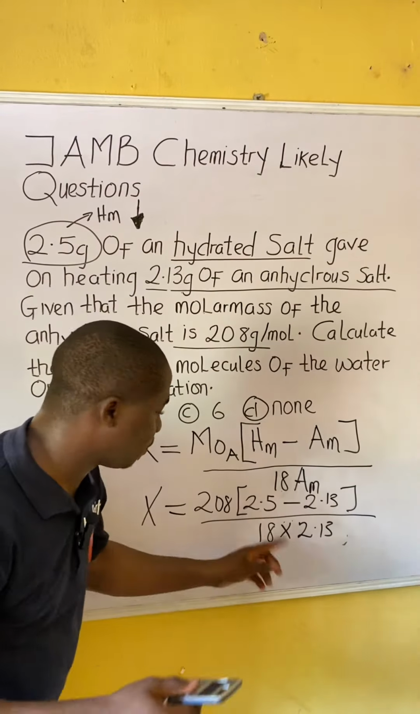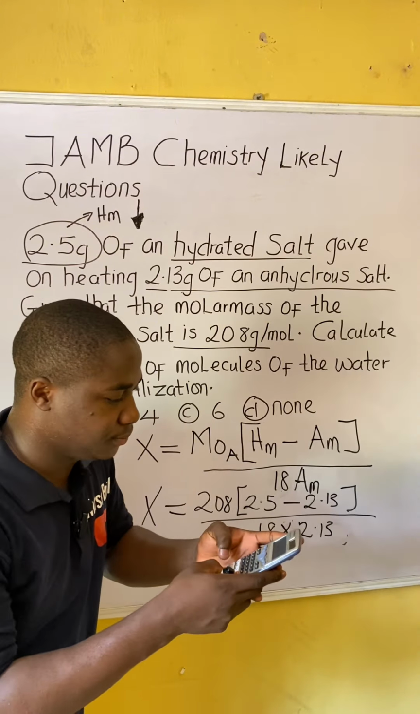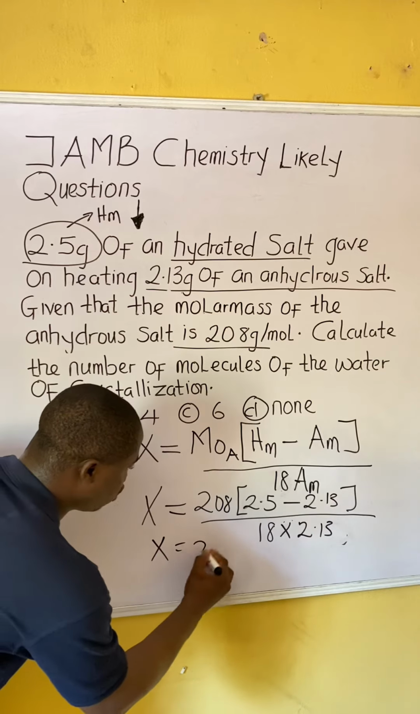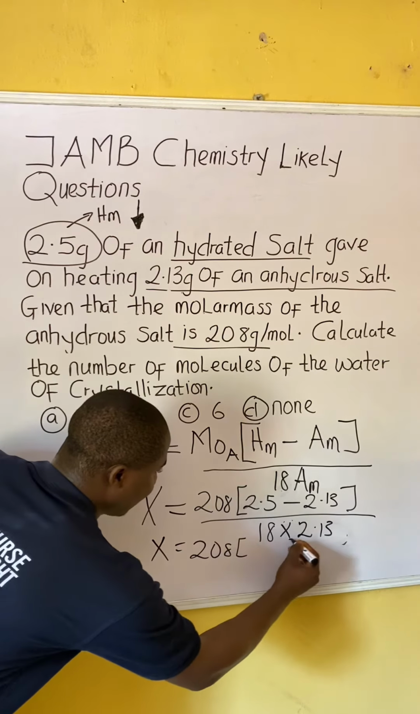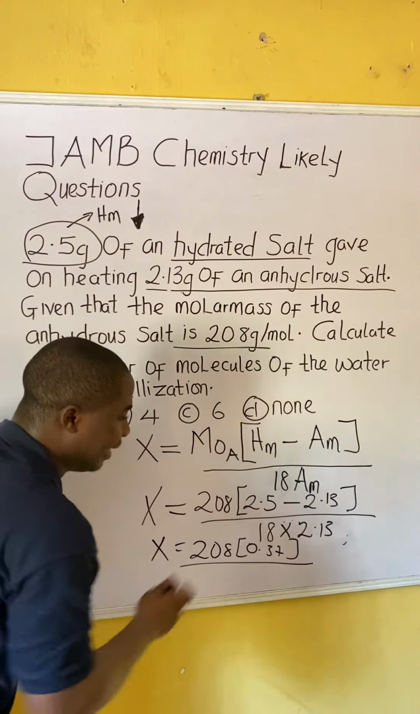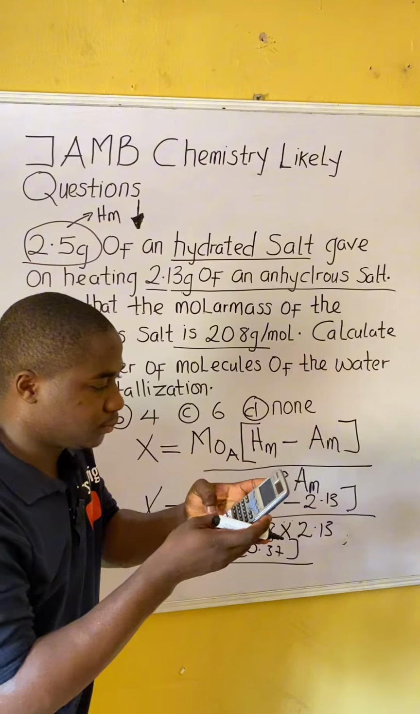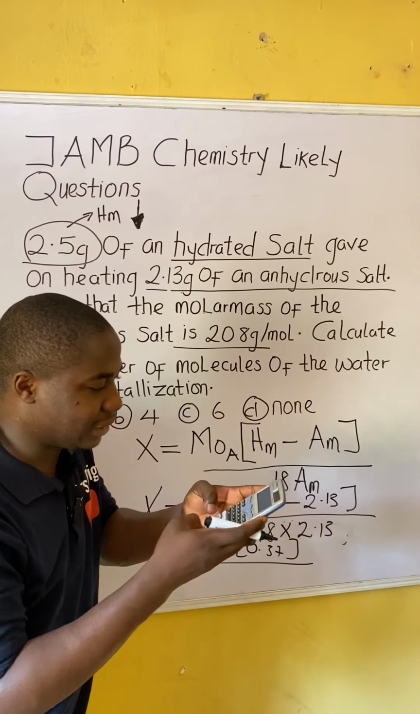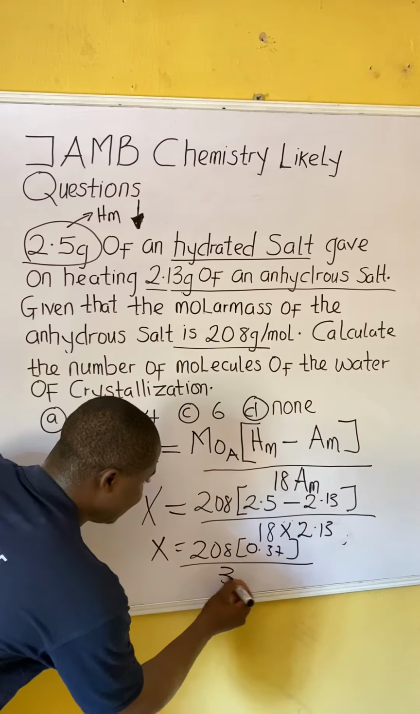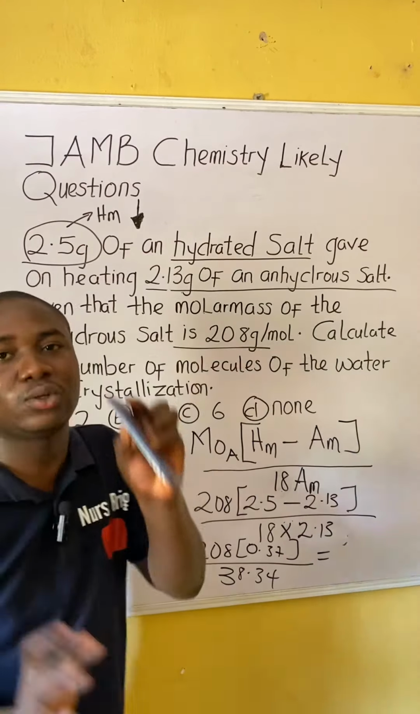So first of all, we subtract. So we're having 2.5 minus 2.13. That is 0.37. All right, so X will now be what? 208, open bracket, close bracket, 0.37 divided by 18 times 2.13. So 18 times 2.13, that is 38.34. So let's input everything into the calculator and get the answer.